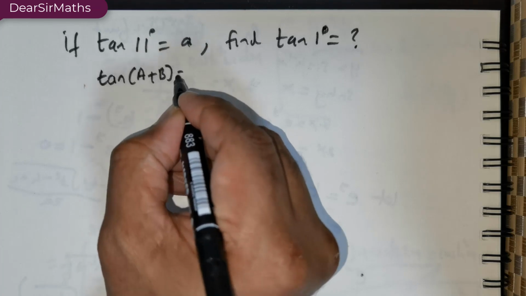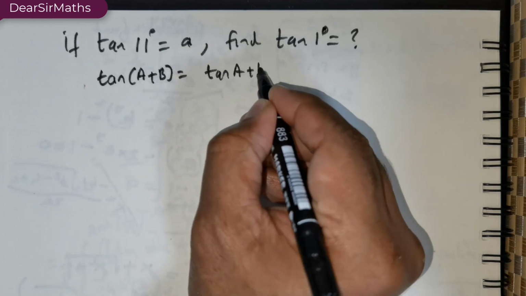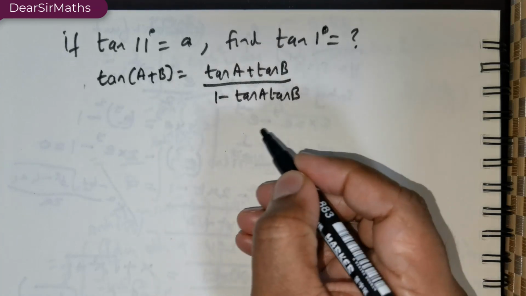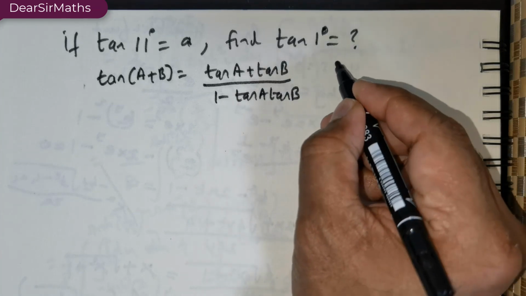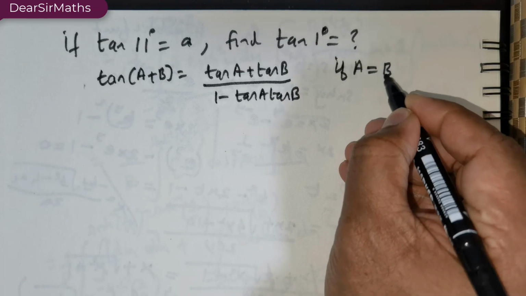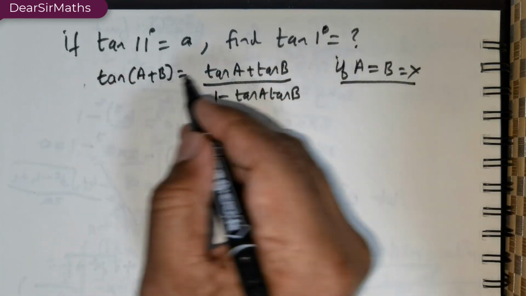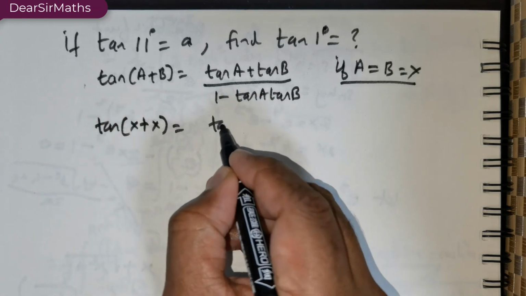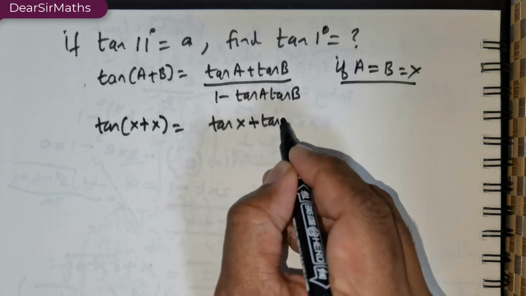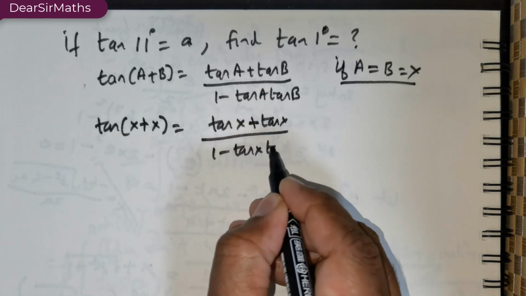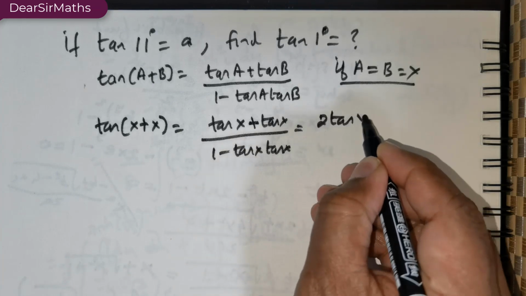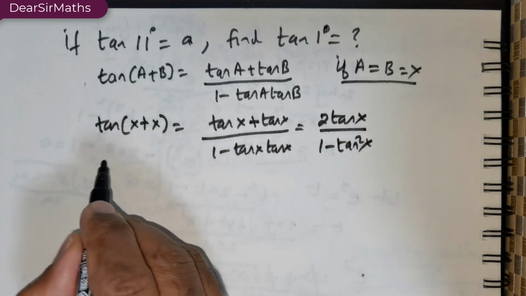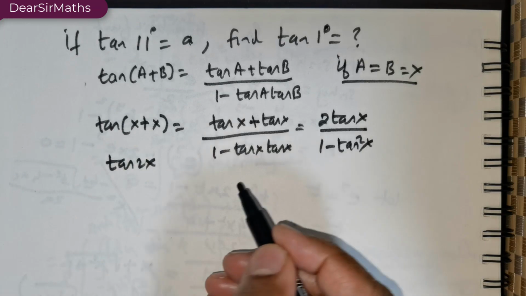which is equal to (tan A + tan B) over (1 - tan A tan B). Now, if I were to take A = B = some x, then this formula can be rewritten as tan of (x + x) is equal to (tan x + tan x) over (1 - tan x times tan x), which is equal to 2 tan x over (1 - tan² x). On the left side, this is nothing but tan 2x.